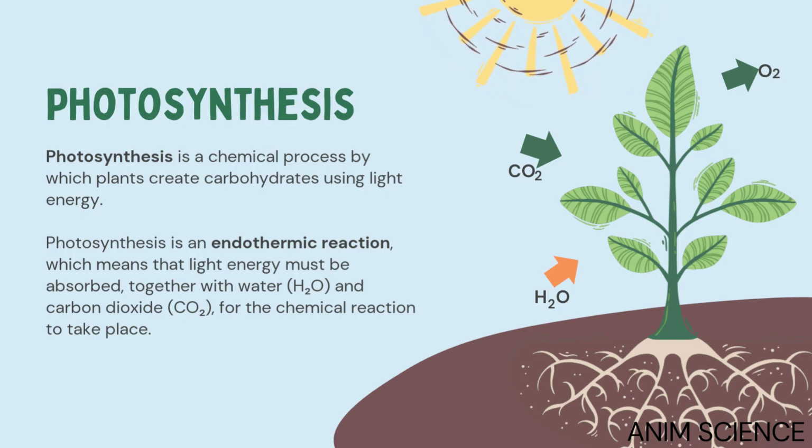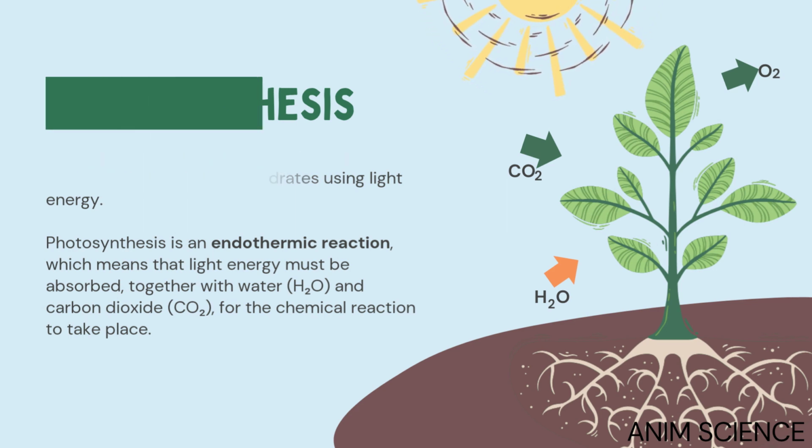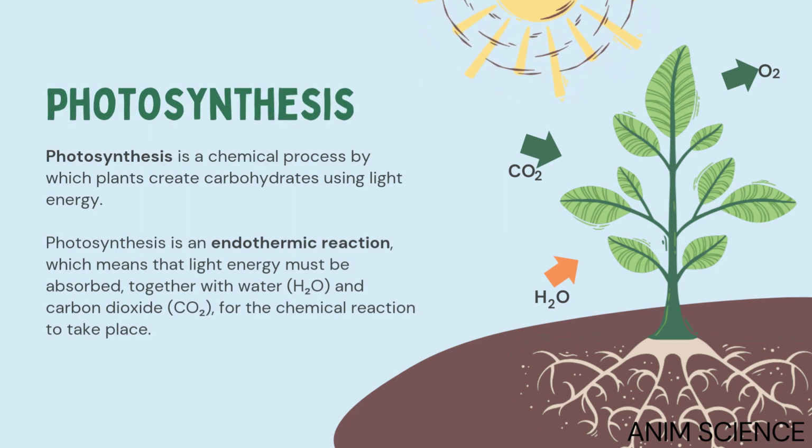This food is in the form of glucose, which is a type of sugar that provides energy for the plant to grow and survive. This entire process mainly takes place in the leaves, which contain a green pigment called chlorophyll. Chlorophyll plays a very important role because it helps the plant absorb sunlight, which is the main source of energy for photosynthesis. So in simple words, photosynthesis is the process of converting light energy into chemical energy.